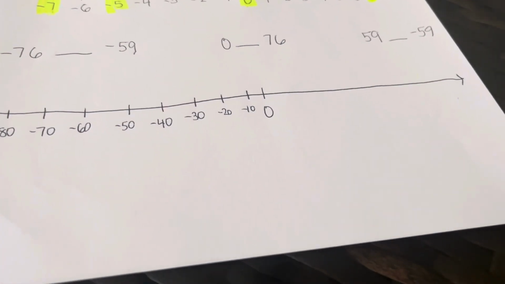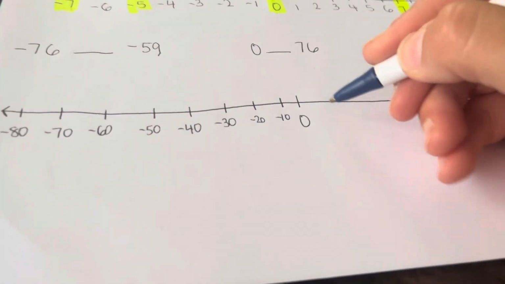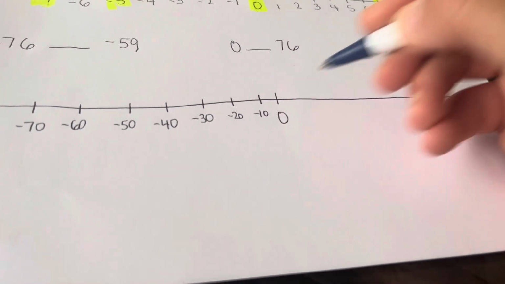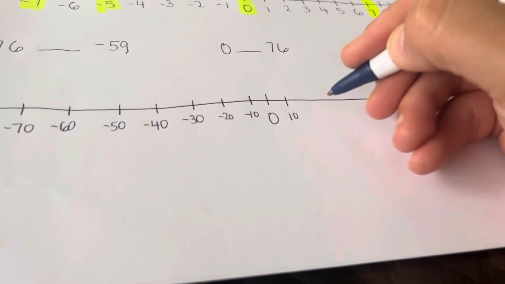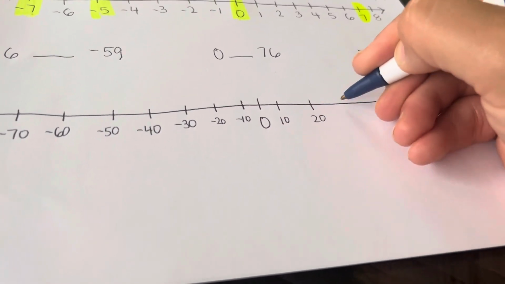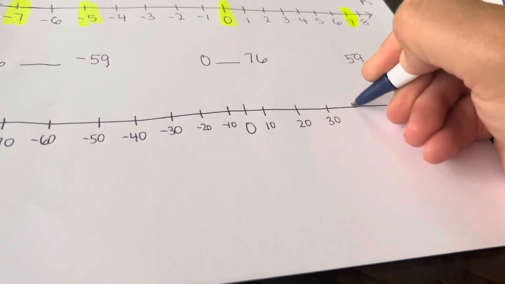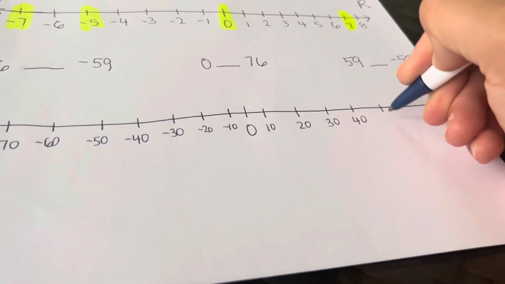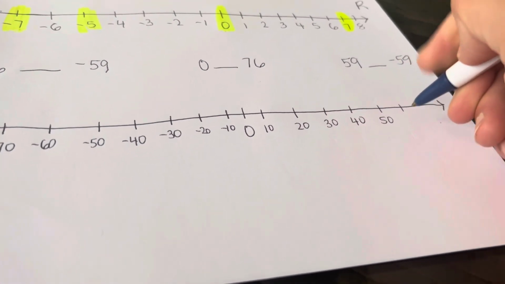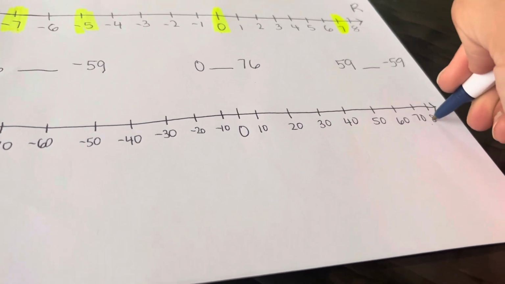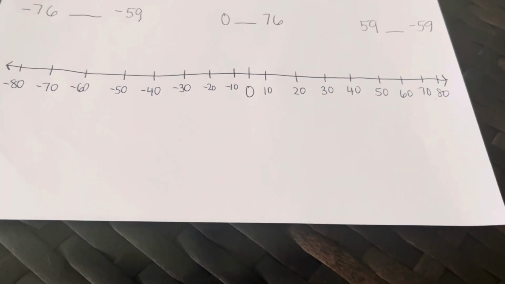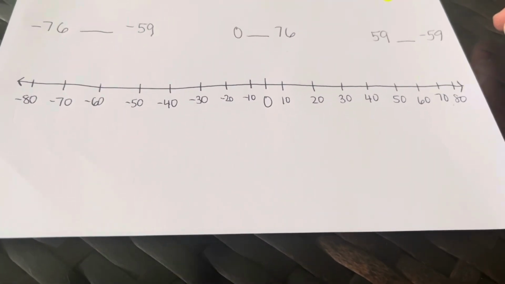I'm going to continue with tens, but if it's in front, if it's farther right, these are positive. So that would be normal, regular 10, normal, regular 20, 30, 40, 50, 60, 70, that would be 80 for me. Okay, it doesn't have to be perfect, it's just a number line for your notebook.